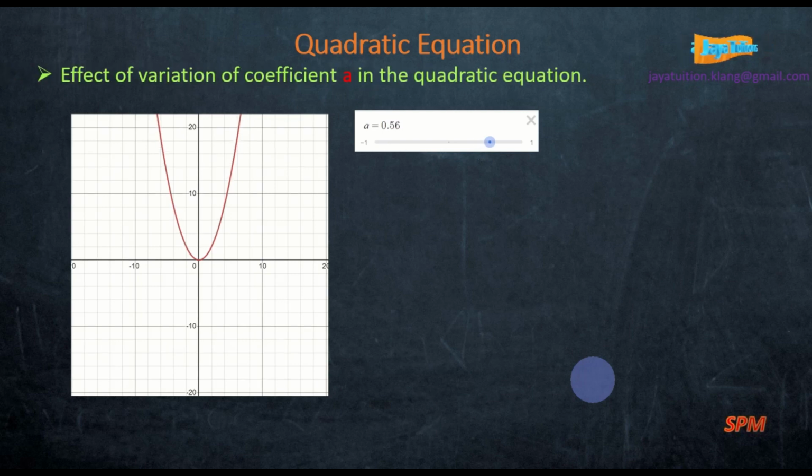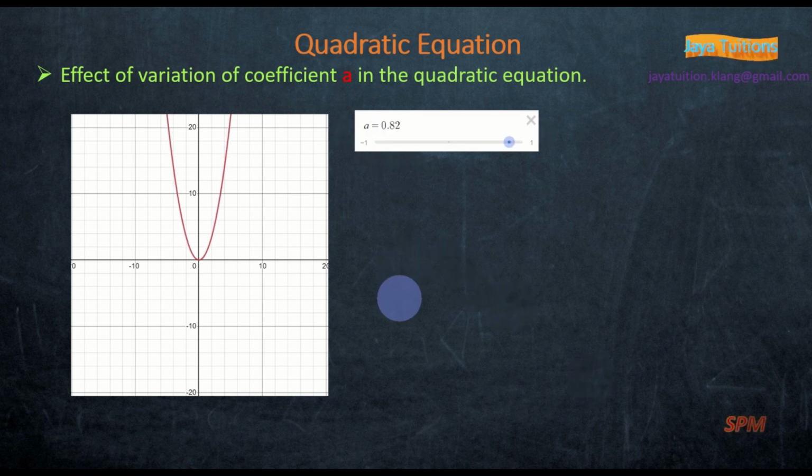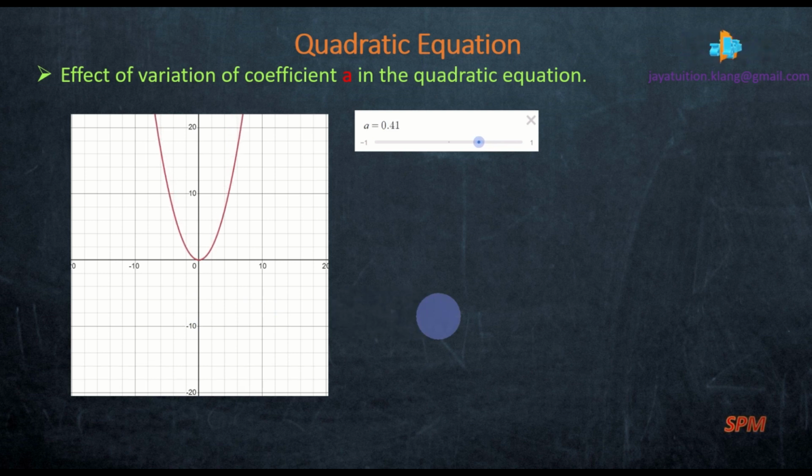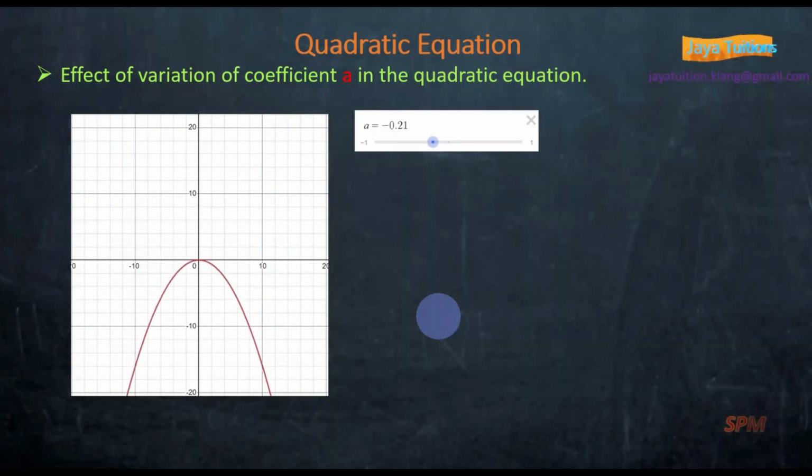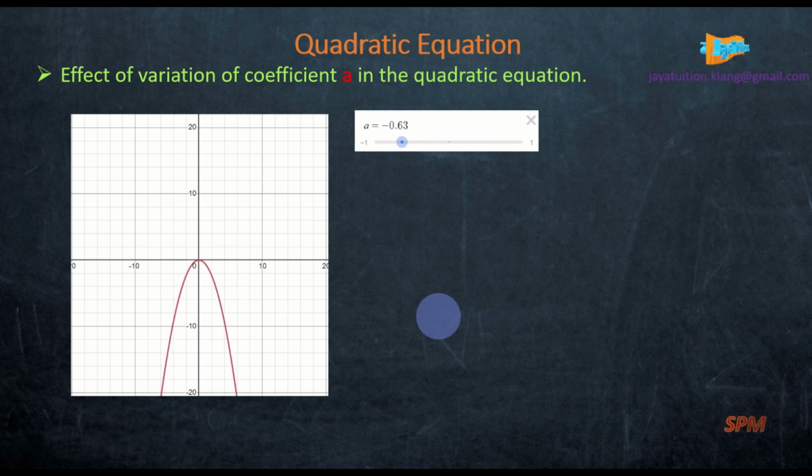Here we are shown how the coefficient a changes. You can see a changes and you are able to see how the graph goes on expanding and contracting. When a becomes negative, it opens downwards. The moment a becomes positive, it will open in the upward direction.